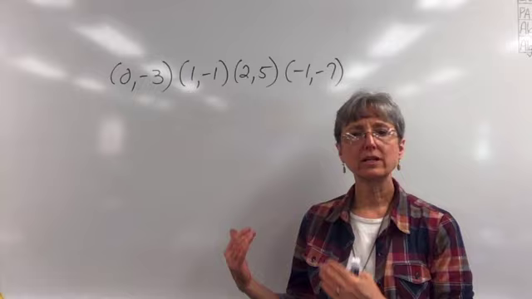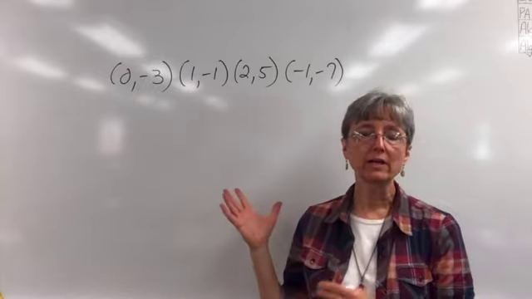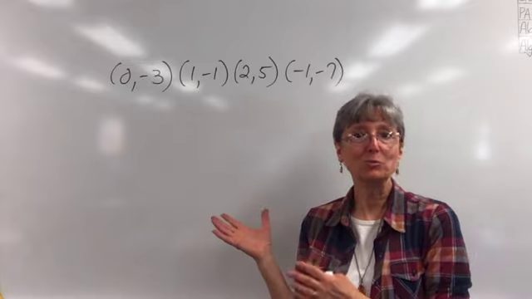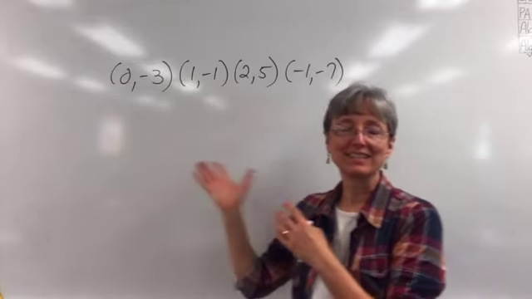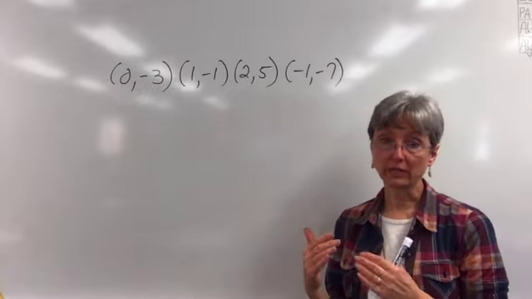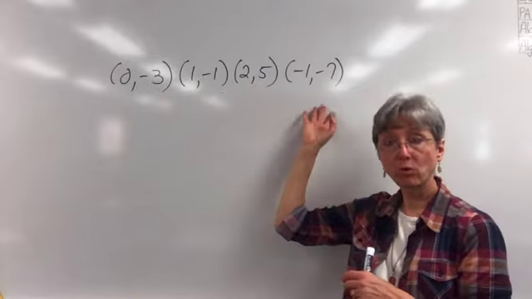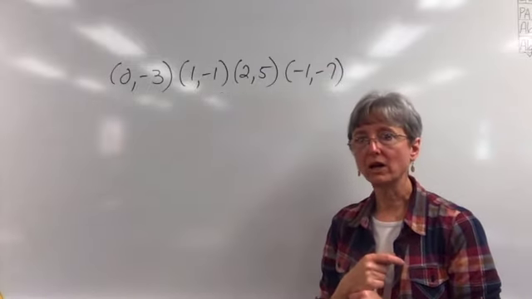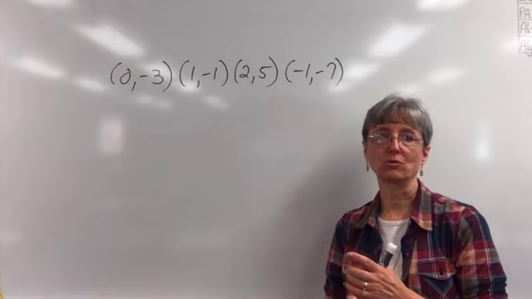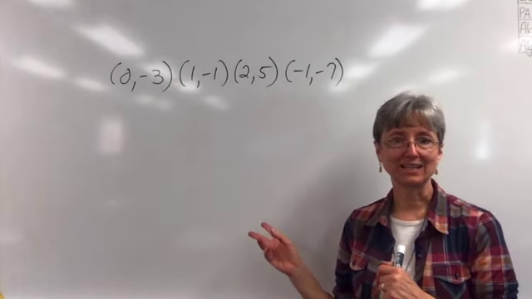Okay, so here are 4 points on the board, and we want to know what polynomial would best model this data of 4 points. And they are not collinear. They're definitely not collinear. So since I have 4 points, it's quite possible that a third degree cubic would fit this data.